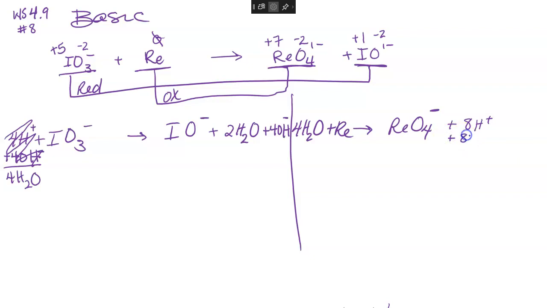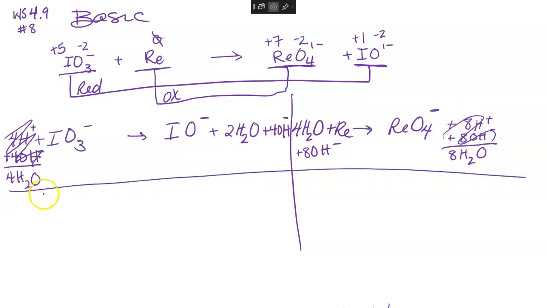I repeat this with the other one. So I add 8OH to both sides, and I don't have enough room. This becomes what? 8H2O. Cool. And then that goes away. Cool. I'm going to rewrite these a little more cleanly because this looks like a hot mess.